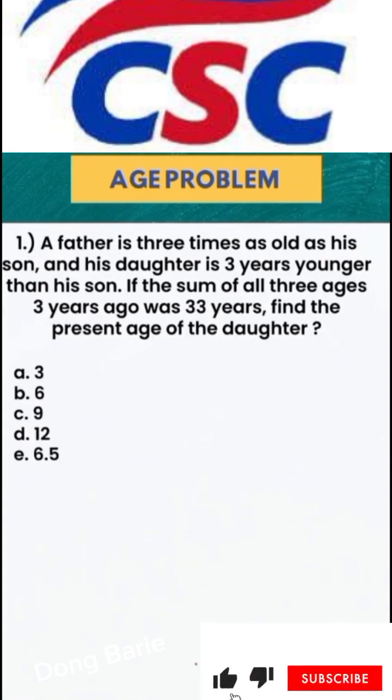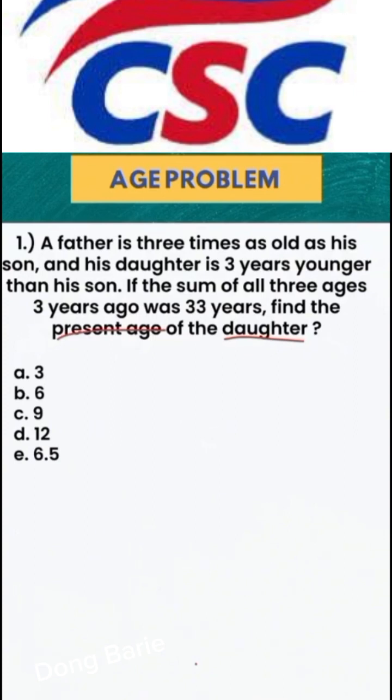Okay, number 1, a father is 3 times as old as his son, and his daughter is 3 years younger than his son. If the sum of all 3 ages 3 years ago was 33 years, find the present age of the daughter. Okay, so medyo tricky siya dahil tatlo po yung mayroong edad. At ang hinahanap, yung present age daw nung daughter.